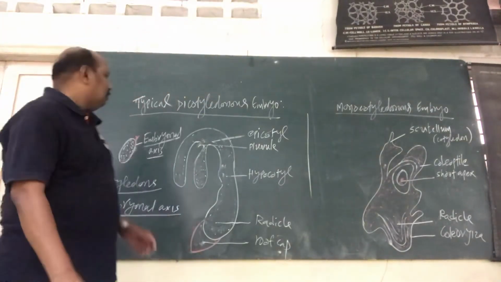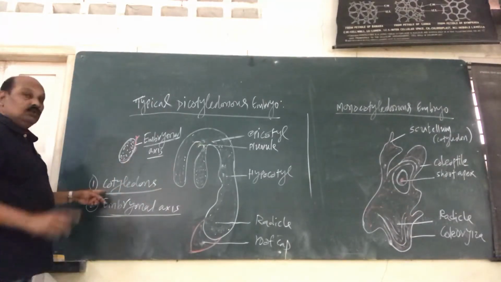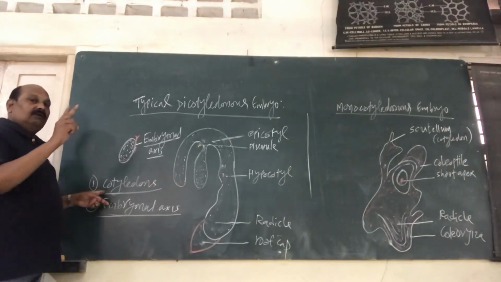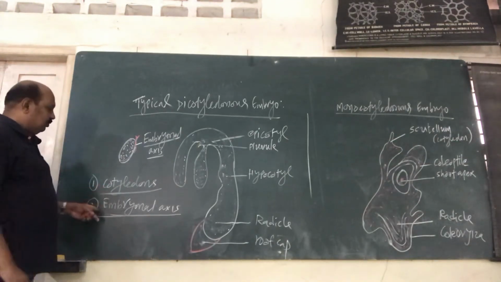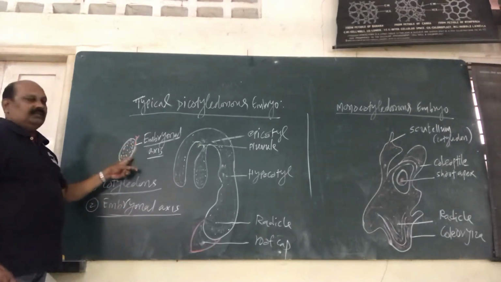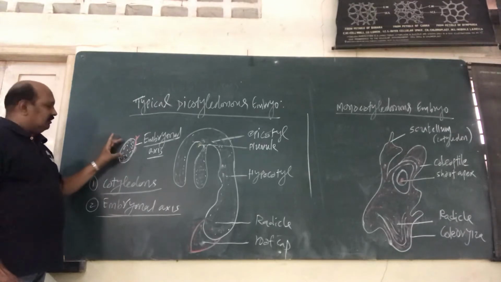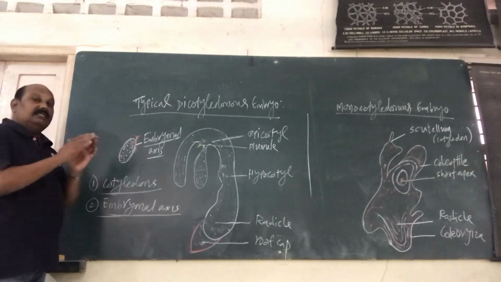Structurally, the dicotyledonous embryo has two important parts. Number one, two cotyledons. Remember, dicotyledon, so two cotyledons. Number two, the embryonal axis. There are two structures, as I have shown in this picture: the side that is the embryonal axis, whereas the cotyledon is on the other side. In fact, the embryonal axis is kept inside the cotyledon.